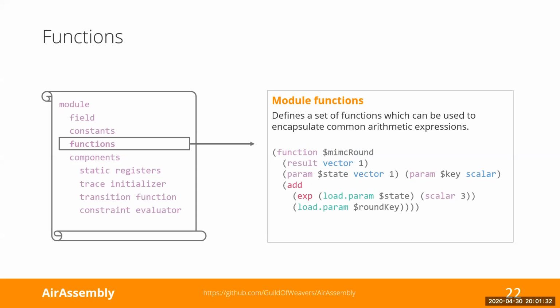Then you can specify functions, which are just encapsulation of common arithmetic expressions that you will be using inside of your computations, and the transition functions or transition constraints. In this example is MiMC round function. I'll explain how it works a bit later, so don't try to parse through it right now.